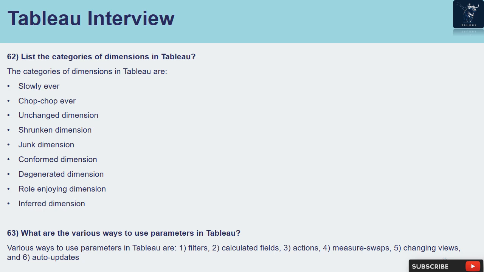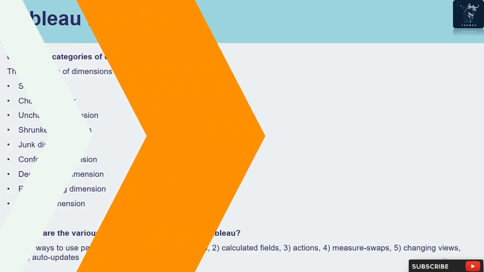63. What are the various ways to use parameters in Tableau? Various ways to use parameters in Tableau are 1. Filters, 2. Calculated fields, 3. Actions, 4. Measure swaps, 5. Changing views, and 6. Auto updates.